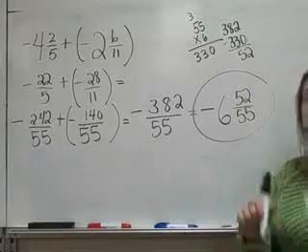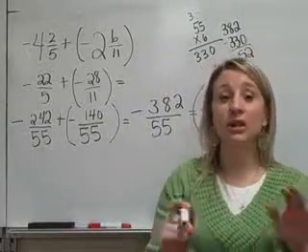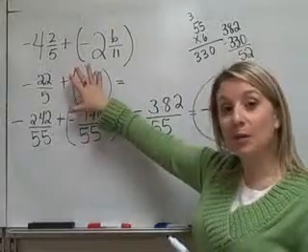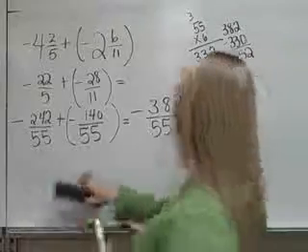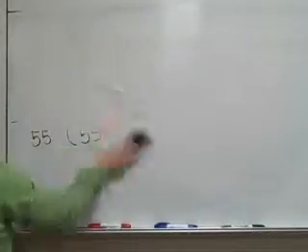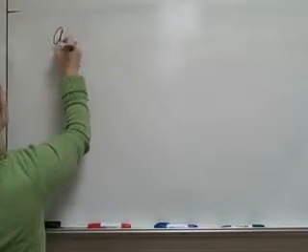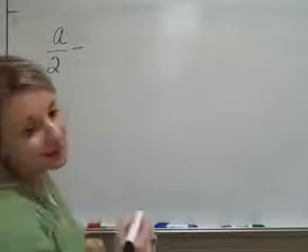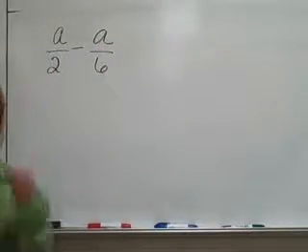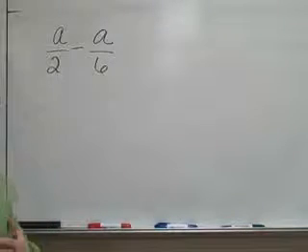Okay? The last thing I want to show you is with monomials. Okay, so now we did some of the easier adding and subtracting. We worked with a mixed number. Now we're going to work with the monomials. Okay, so let's do a over 2 minus a over 6. Our denominators are different, so we need to find a number that we could make them the same.